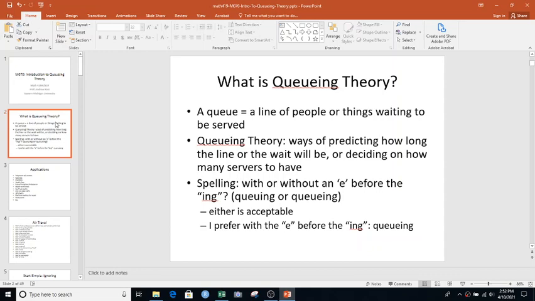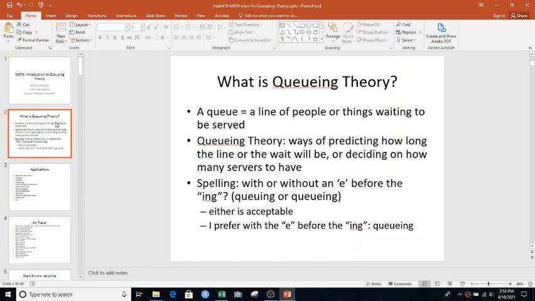So queuing theory is mathematical ways of predicting how long the line will be or how long the wait will be on average, or deciding on how many servers to have to keep the line length or the wait length below some cutoff that we set.